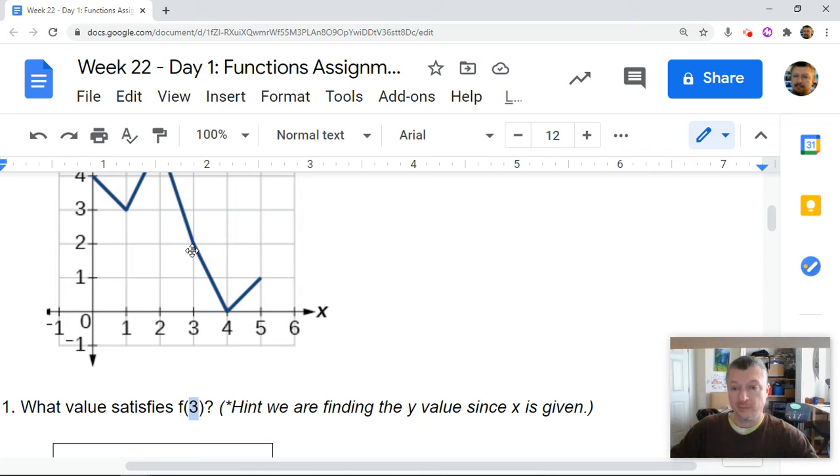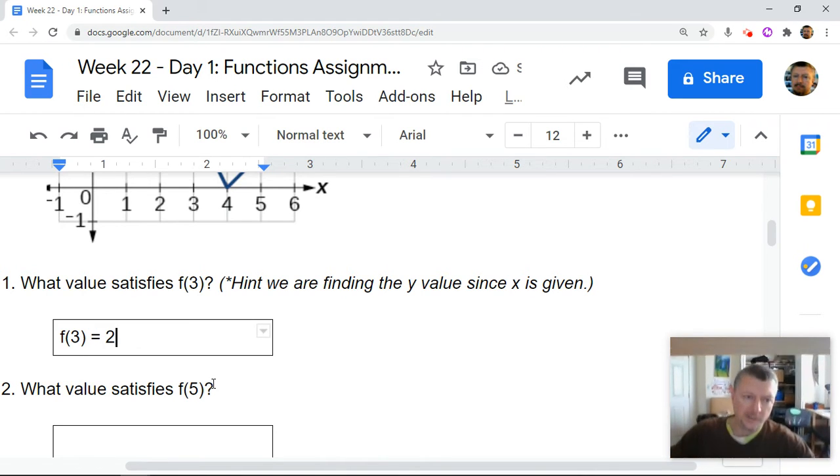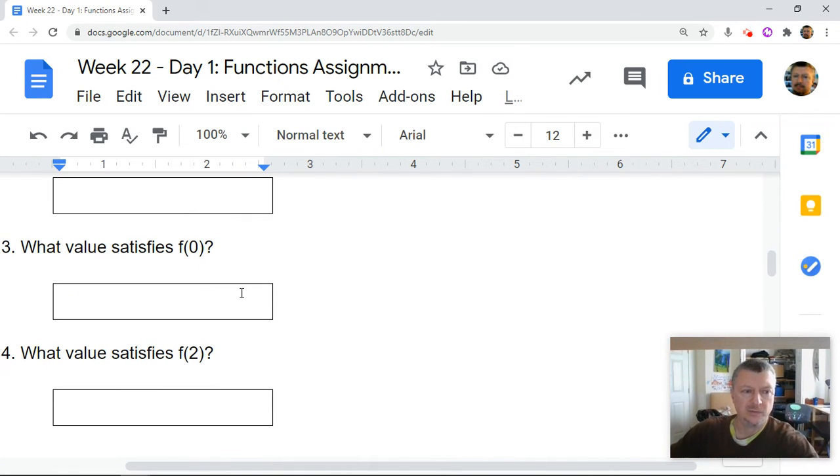And that point would be 3, 2, right? X is 3, y is 2. Okay, so I'm going to put a 2 here. The answer is 2. F of 3 equals 2. There we go. All right. So now I'm going to do one more. I'm going to let you guys do 3 and 4.